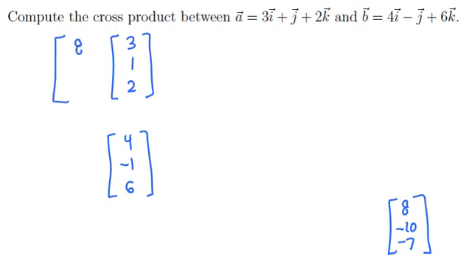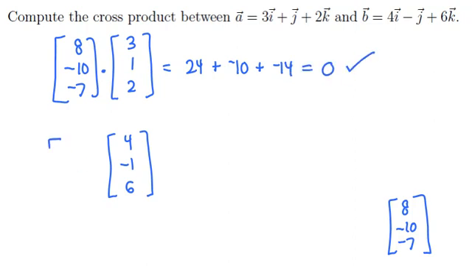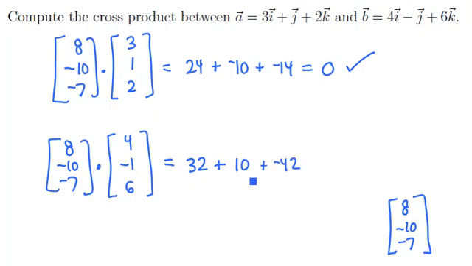If we take 8, minus 10, minus 7 and dot it against the first vector, we end up with 24 plus negative 10 plus negative 14, which is exactly 0. If we take 8, minus 10, minus 7 and dot it against the second vector, we obtain 32 plus positive 10 plus negative 42. 32 plus 10 minus 42 is also 0. So this vector is indeed orthogonal to both, and that's a very good check.